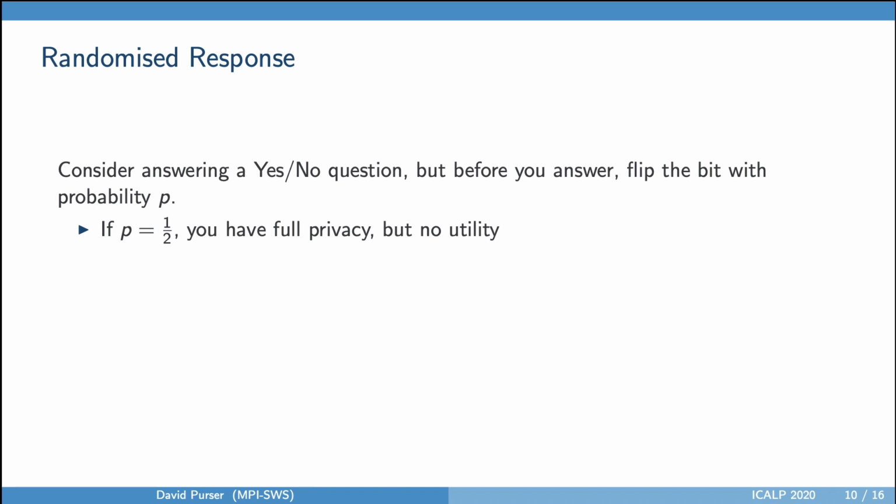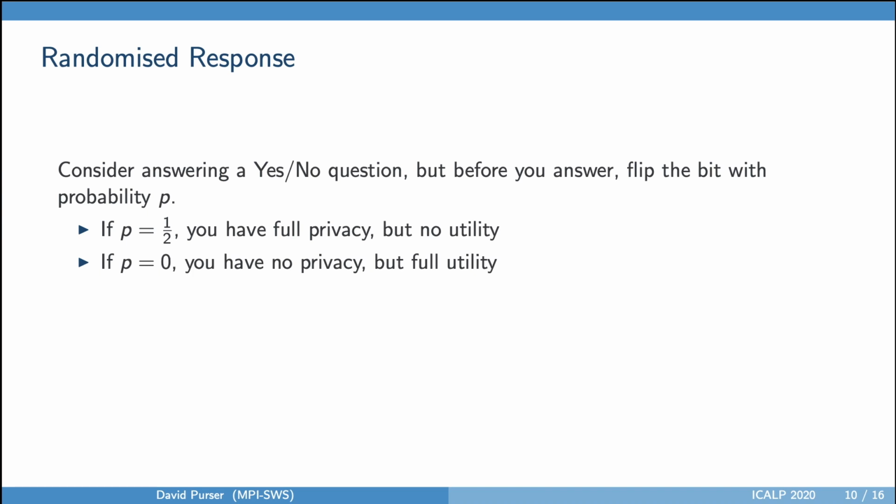Suppose you're asked an embarrassing question and you may not wish to give the true answer. However, you may be prepared to give a randomized version of your answer. Suppose you flip a coin. The coin flip will tell you either to tell the truth or to lie. Using a perfectly random coin, this will tell you to tell the truth with probability 1/2 and to lie with probability 1/2. This gives total privacy but no utility.